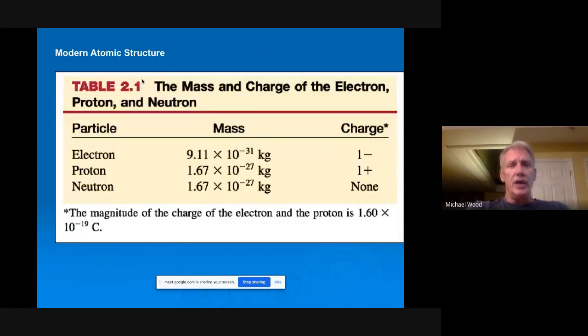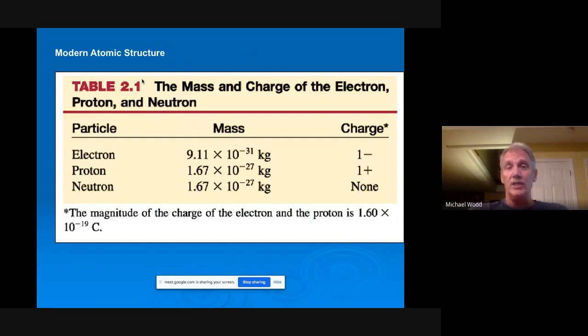Okay, and this is right out of our book. The key things on this slide are the mass and the charge. The thing you should note, if we took the mass of the proton, and notice those are negative exponents, so negative 27 is bigger than negative 31. So if I took 1.67 times 10 to the negative 27 divided by 9.11 times 10 to the negative 31, I think it's over 1,800 times. So two key things from this: the mass of a proton and neutron are equal, and they are about 1,800, almost 2,000 times as heavy as an electron.